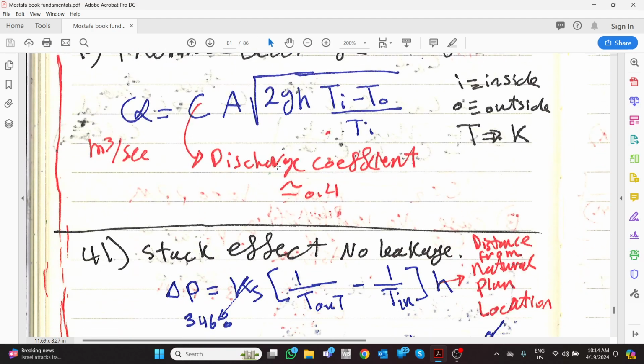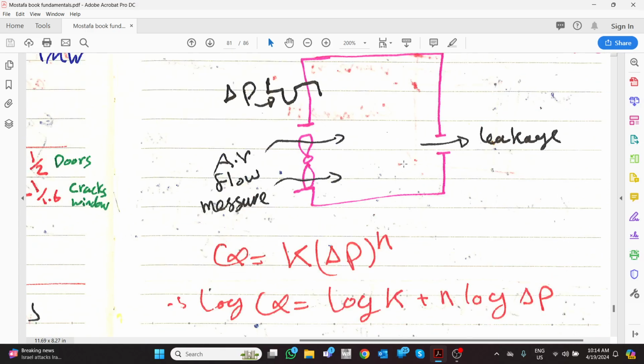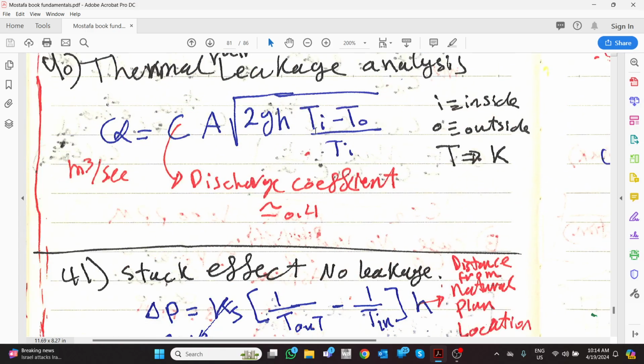Now we're going to discuss something else, which is thermal air leakage, which means there is an air movement from one zone to another due to the difference in temperature. How? Imagine that you have a building, and the air temperature inside is high and the air outside is of course low. So air inside will go to the outside due to delta temperature.